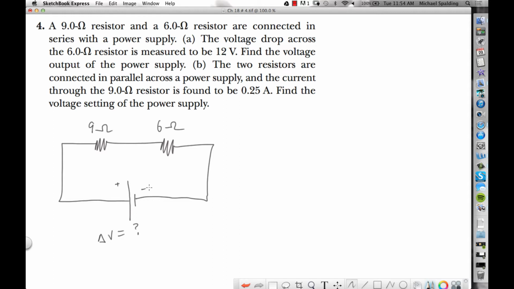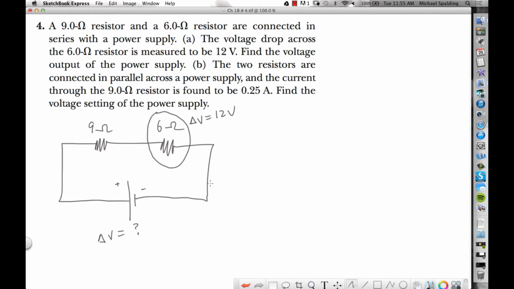So they tell us in the problem that the voltage drop across the 6, so focusing in on this 6, the delta V across that guy is 12. And with that information, they want us to find the delta V of the battery. So how do we do this?